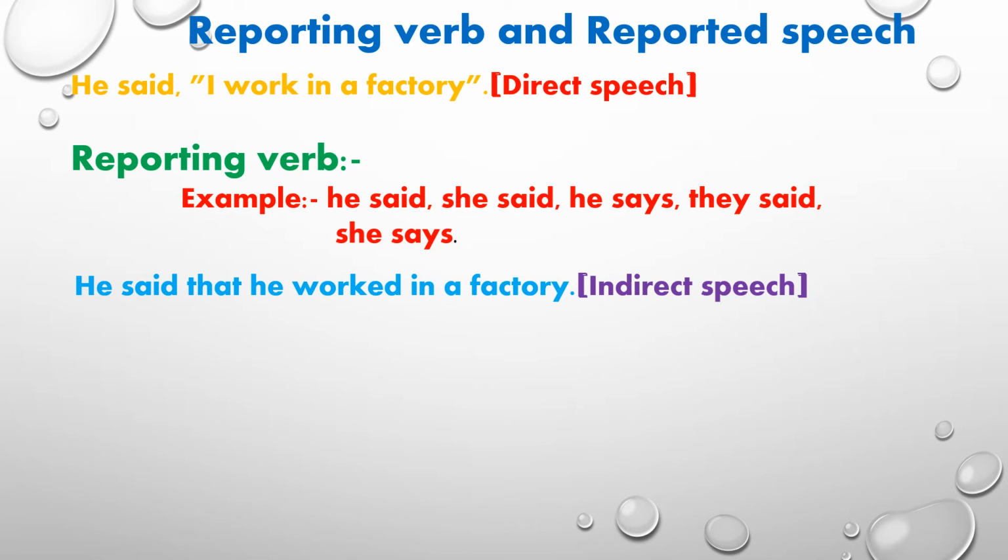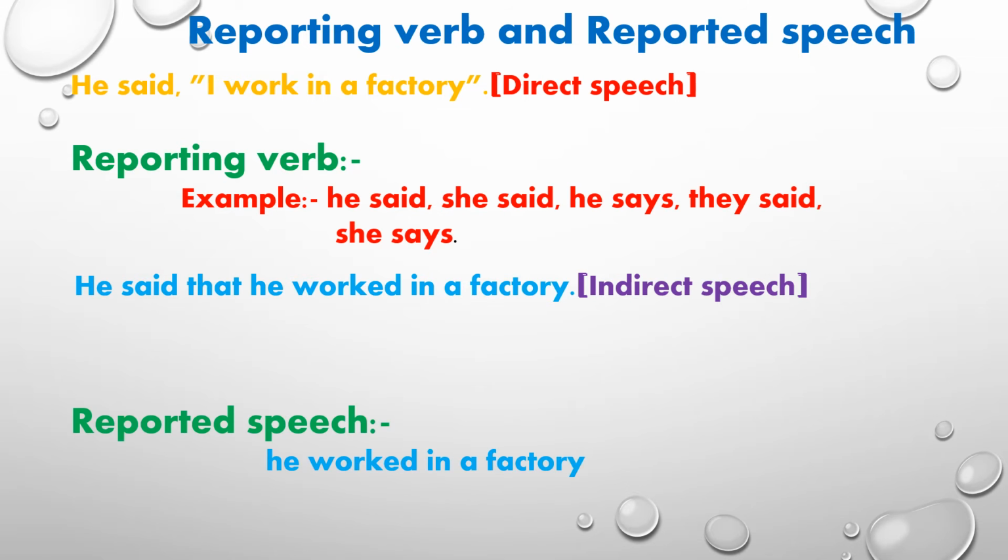For example, a sentence of indirect speech is, he said that he worked in a factory. In this sentence, the second part, he worked in a factory, is called reported speech. The reporting verb is said in this sentence. He worked in a factory is called reported speech.